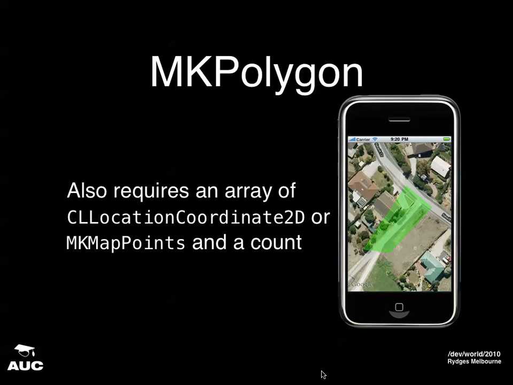So MK polygon. That polygon's meant to be over my house, but it's just slightly to the right because I suck at guessing coordinates. It's pretty much the same. You've got a count and an array of coordinates.